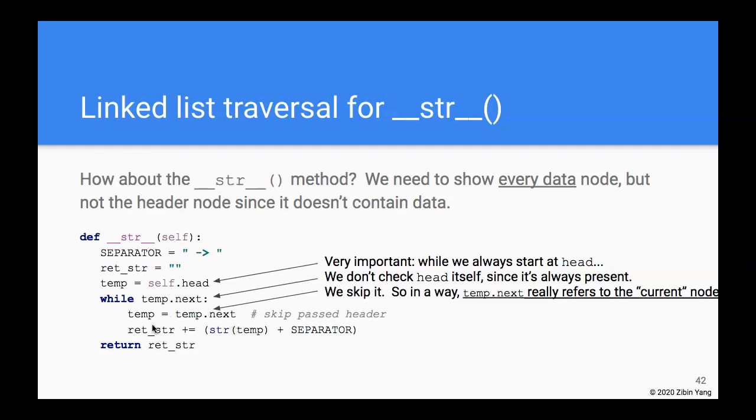And we're going to move the temp node by the next pointer each iteration of the loop, and we are just going to add the string representation of each node to the string that will accumulate all these nodes together.